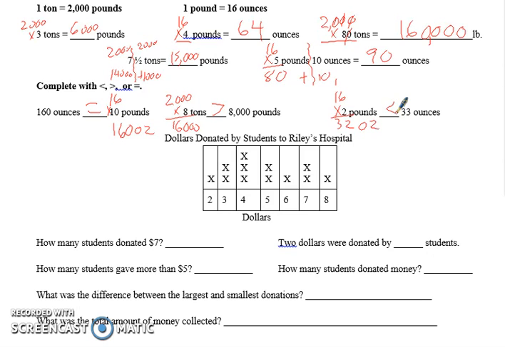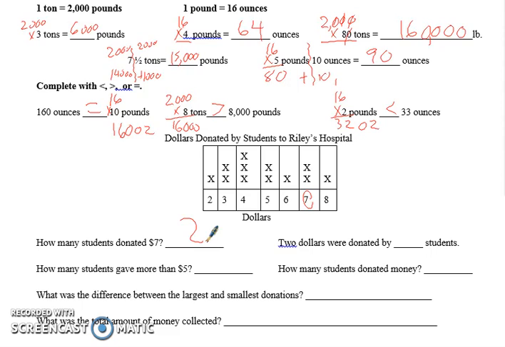Okay, we have a line plot here, and on the line plot you can see it's dollars donated by students to Riley's Hospital. On the bottom we have dollars, and then here we have X's. Each X is a student and the amount they brought. So how many students donated $7? Here's $7. How many X's above it? 2.